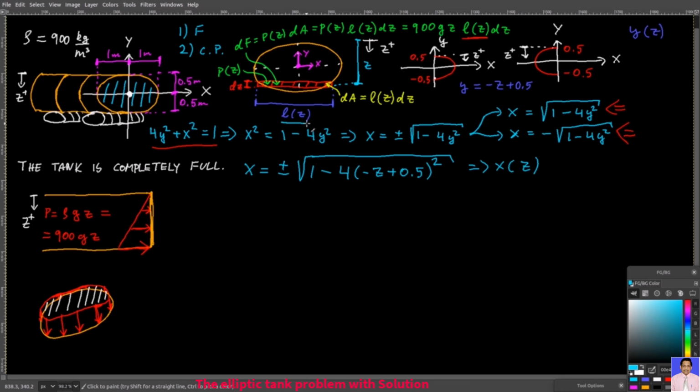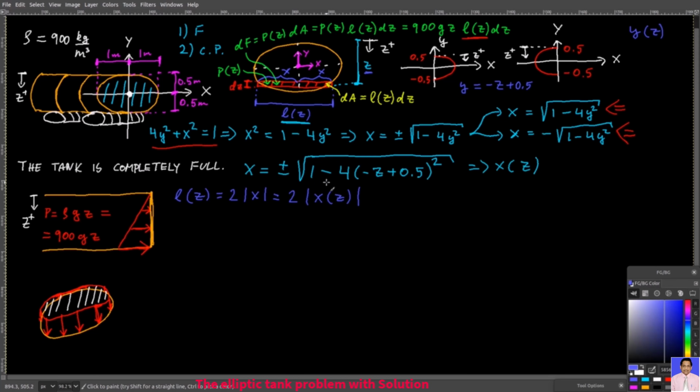But what is L here? What is L as a function of z? Well, L as a function of z equals 2 times the absolute value of x. Or in other words, 2 times the absolute value of x as a function of z. For each given z, you have some kind of x, and L is twice of that x. You see, you have x here, and then you have the same distance here on the other side.